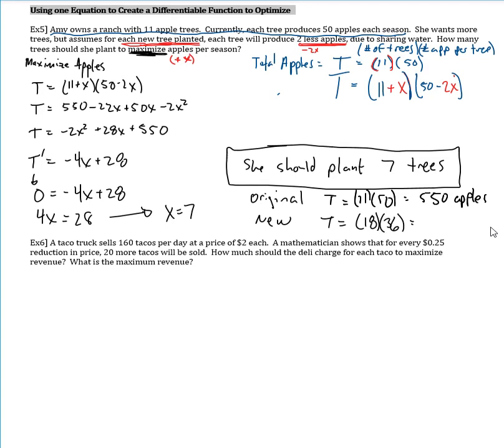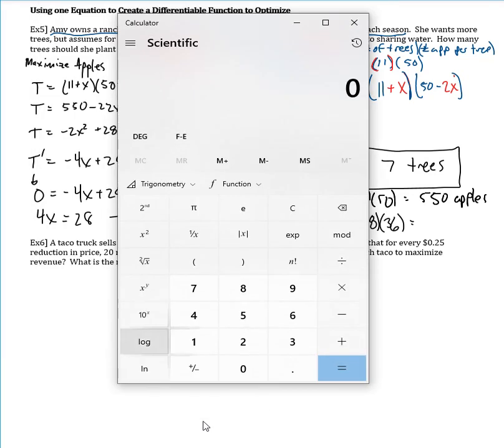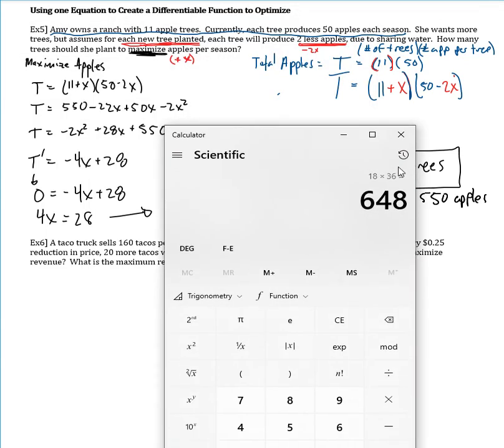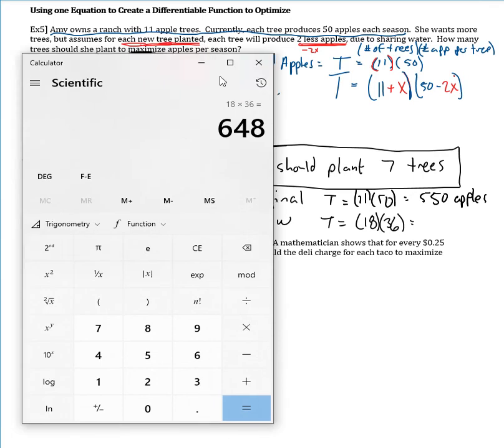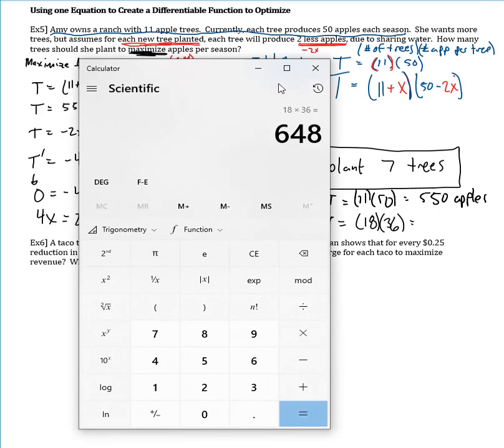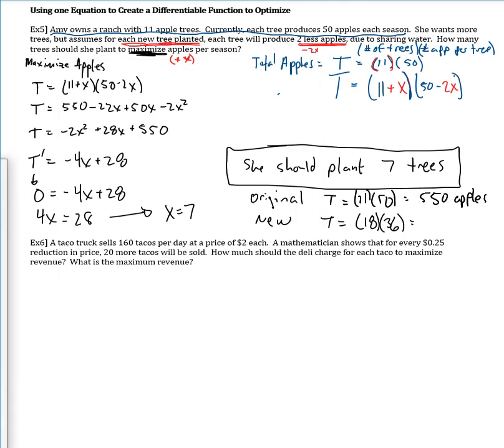And well, 18 times 36, I don't know that immediately. I'm going to use my calculator again and just plug it in to see it. So 18 times 36 is 648. Okay, so that's bigger than 550. So that looks like it's the best one. And you could try other scenarios. This 648 would be the biggest number. Okay, so it looks good. 648 is the maximum number of apples. So if it asks what is the max apples, it would be 648.